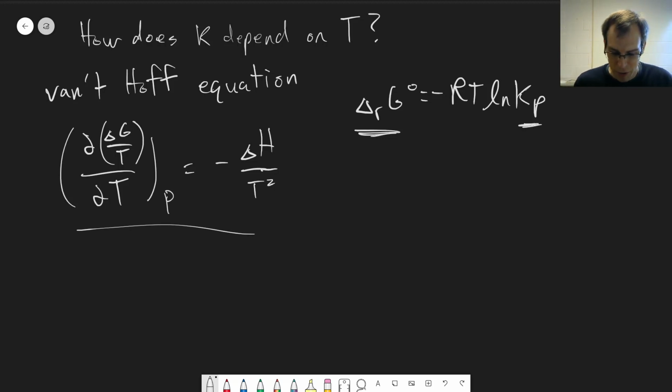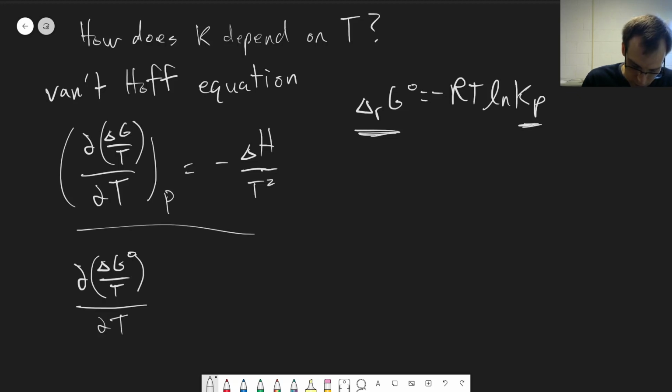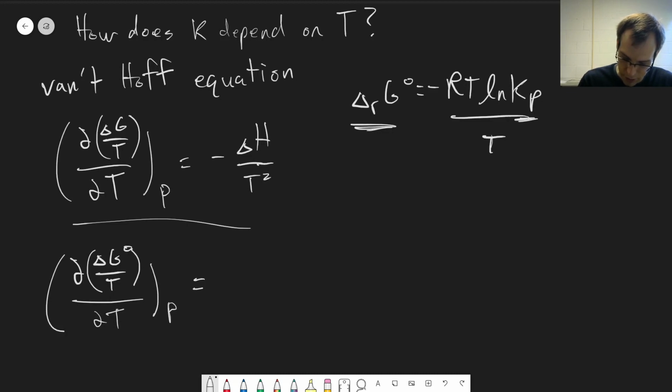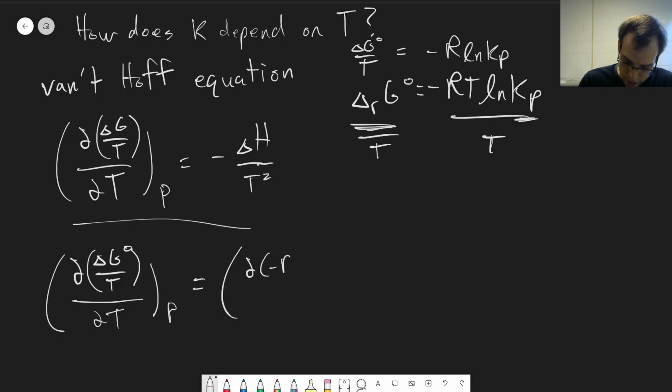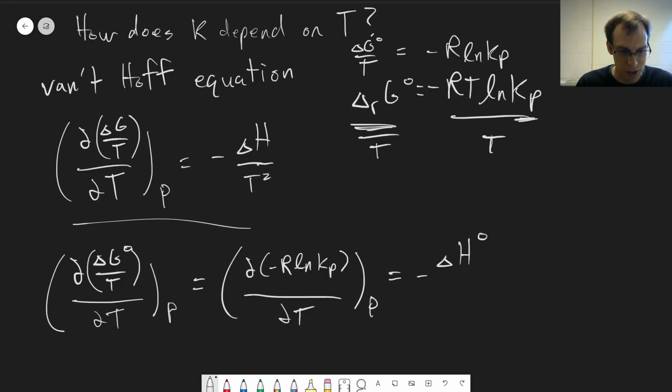Let's start with the Gibbs-Helmholtz equation, and specifically we're looking at ΔG naught in this case: d(ΔG naught over T)/dT at constant pressure is still equal to negative ΔH over T squared. We can take the equation ΔG naught equals minus RT ln Kp and divide by T, leaving minus R natural log Kp equal to ΔG naught over T. So we can make that substitution: d(minus R ln Kp)/dT at constant pressure is equal to minus ΔH naught, since we're doing everything at standard conditions now, for our reaction divided by T squared.